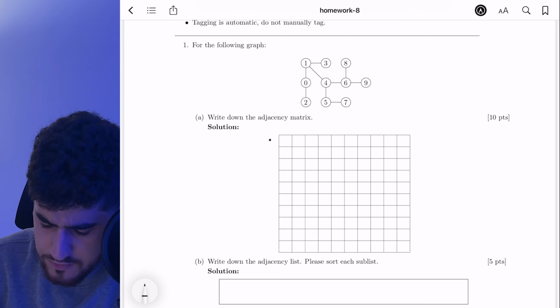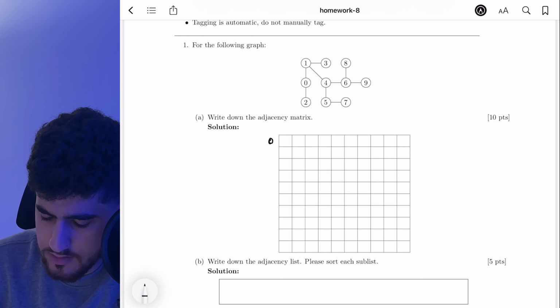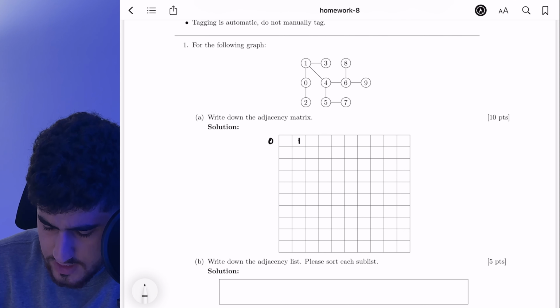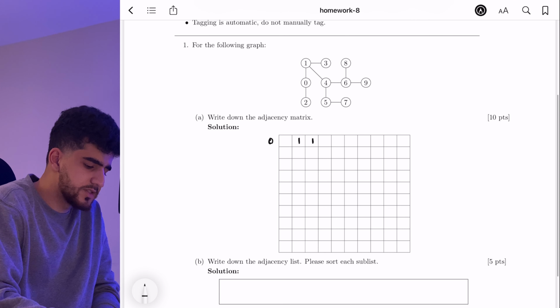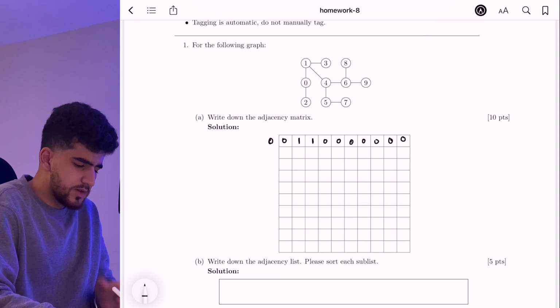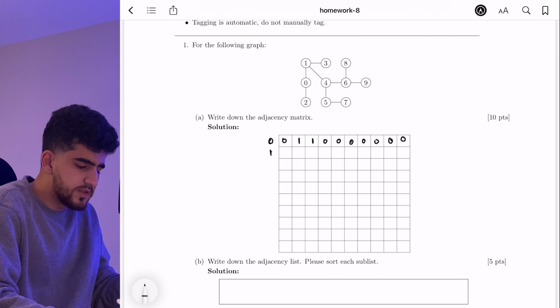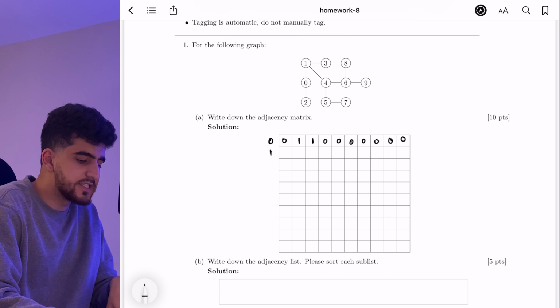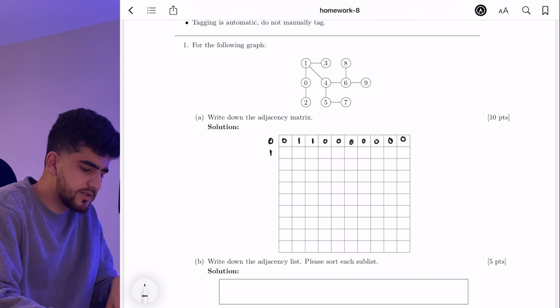For example, for the first row, it is for vertex 0. I know that there is an edge between 0 and 1, and also there is an edge between 0 and 2, but there is no edge between 0 and any other vertices. So all the rest of them are 0. For the next one, for vertex 1, it has an edge to 0 and 3, but it doesn't have any edge to any other vertices.